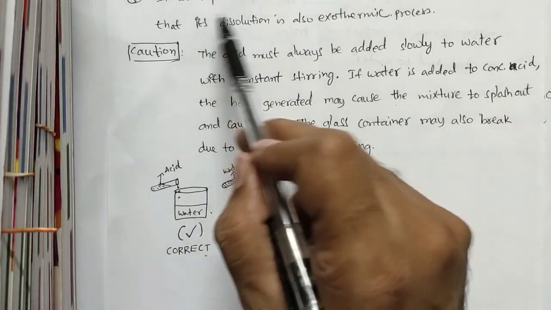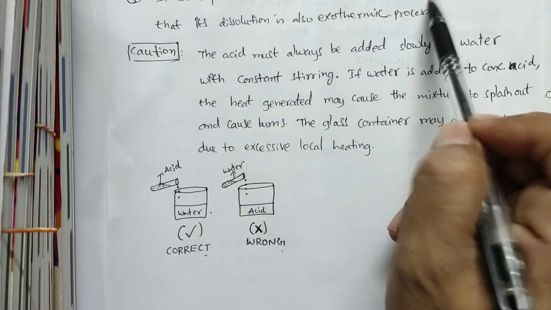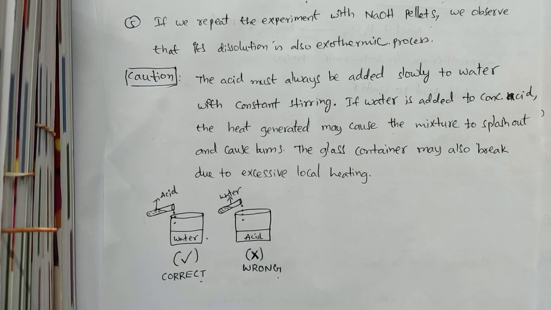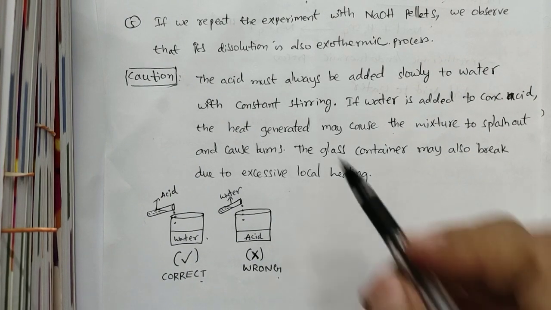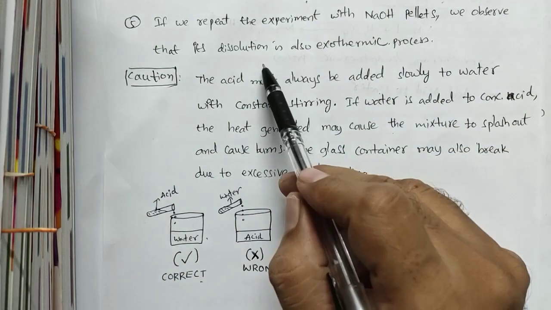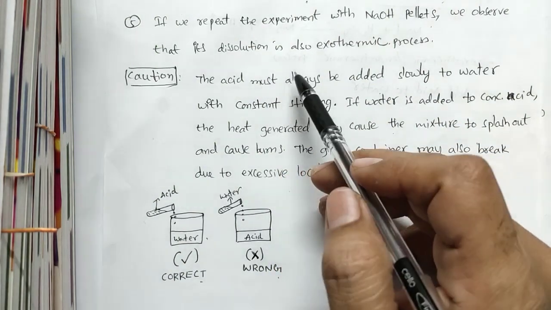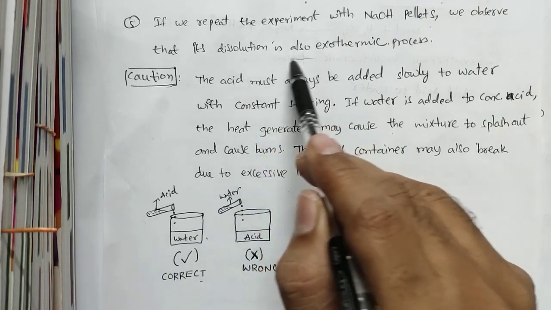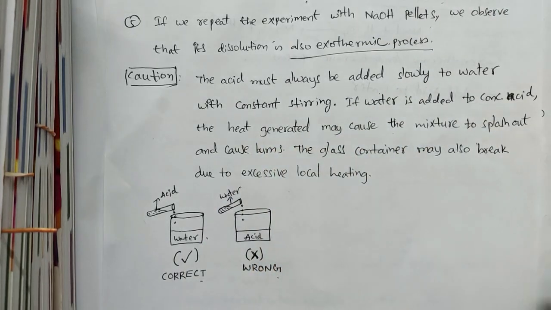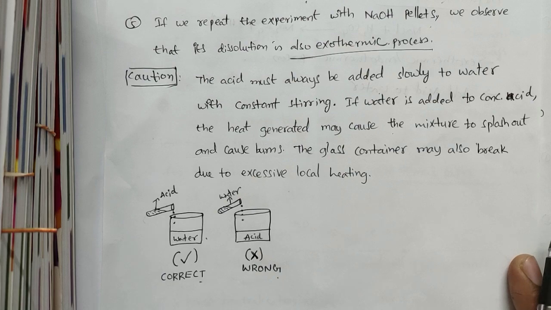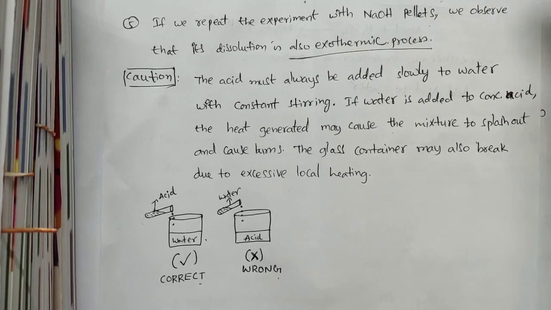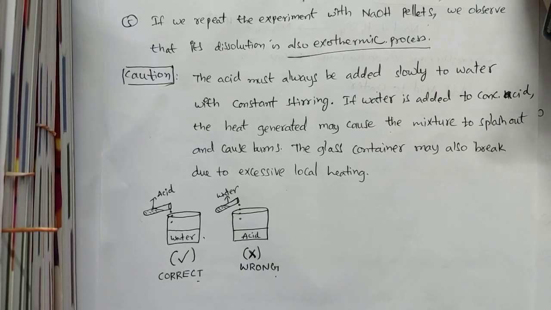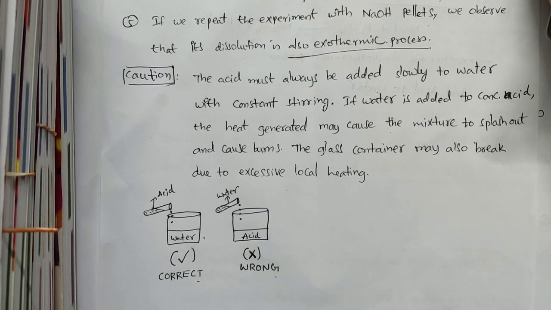So if we repeat the experiment with sodium hydroxide pellets, the same experiment repeated with a base, then what could be our observation? Same. The dissolution of a base is also associated with the liberation of heat, and this is also an exothermic process. Then the question is, why is heat liberated or evolved when we are dissolving an acid or base in water?